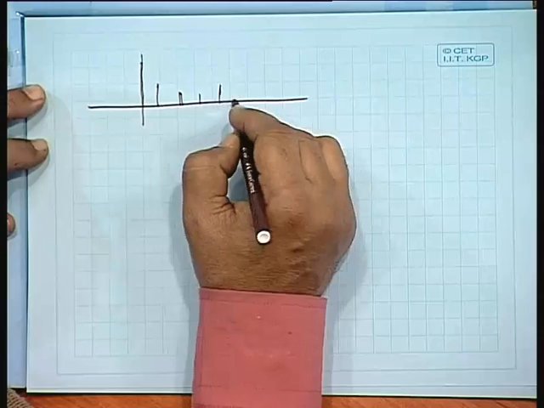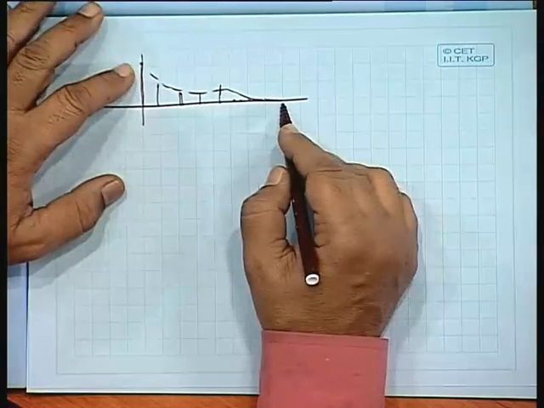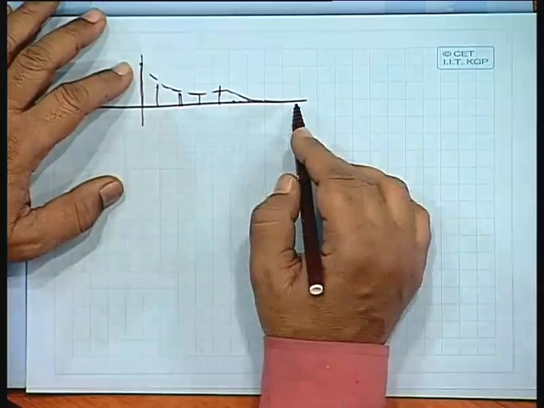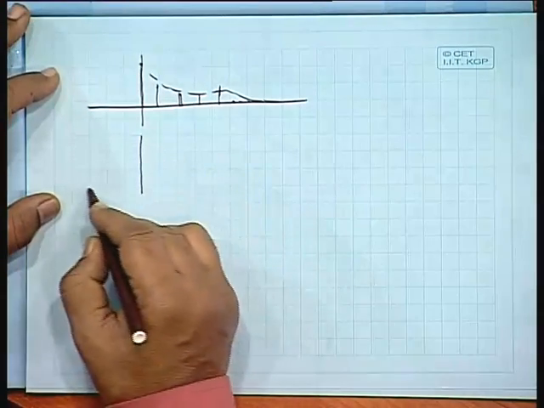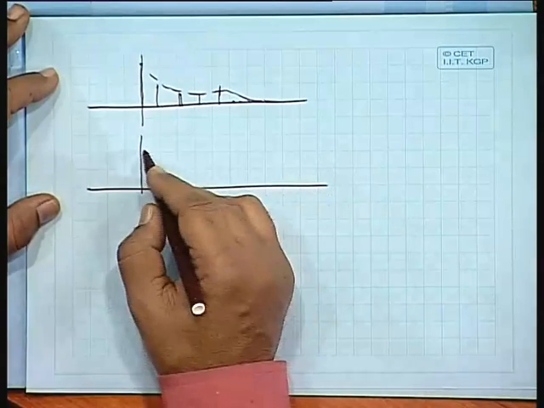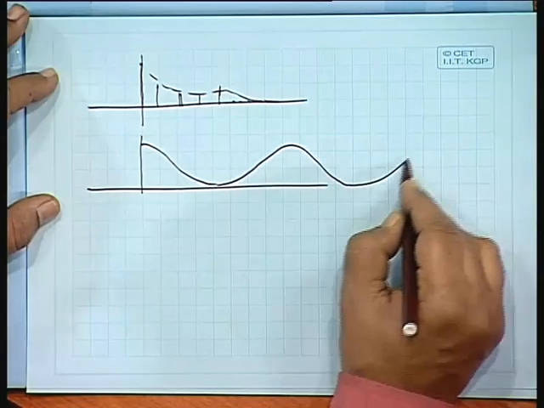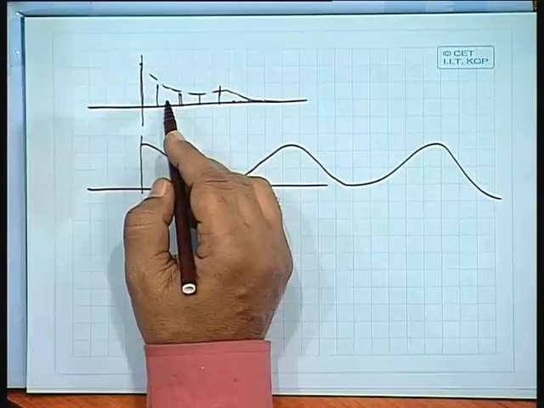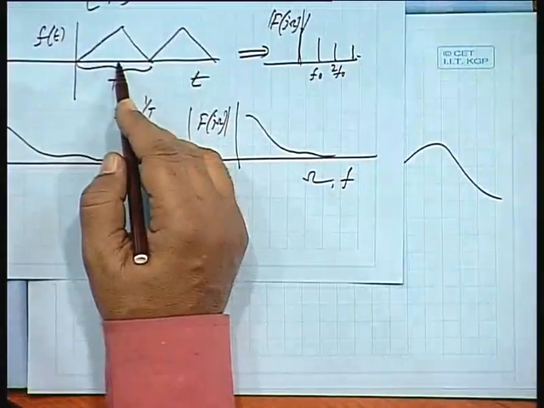like this, if it is of, say, finite length, or even if it is infinite length, if it is converging, then in the frequency domain you get periodic functions. So, if one is discrete in one domain, then in the other domain it is periodic. This is what we have seen. If it is discrete in the frequency domain, in the time domain it is periodic.